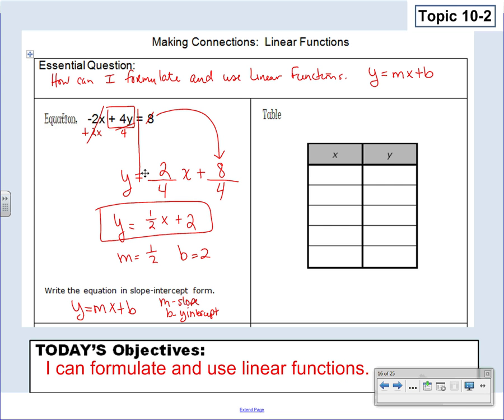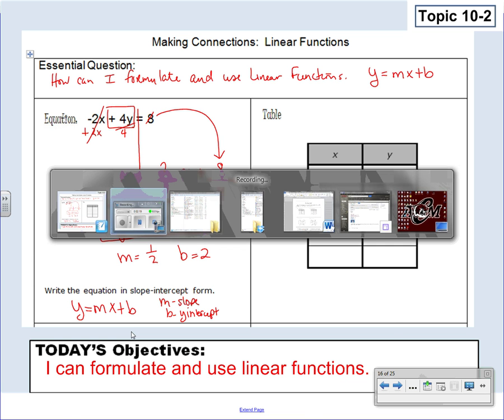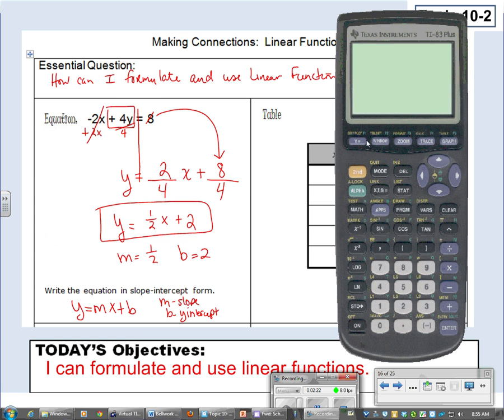Now we're going to fill in our table. To fill in the table, you're going to need your calculator. The nice thing about having your equation in y equals mx plus b form is that now we can use the calculator in order to help us out. We have a y equals button on the calculator. We will now type in the equation that we came up with. Our fraction we put in parentheses, so it's 1 divided by 2 in parentheses times x and then plus 2.